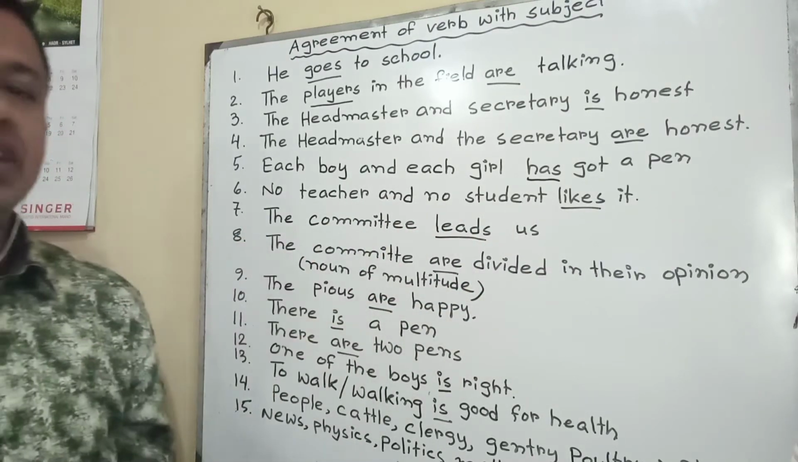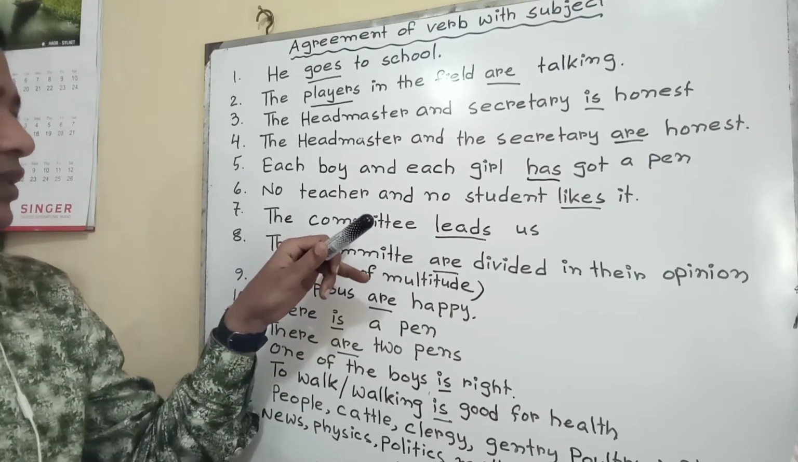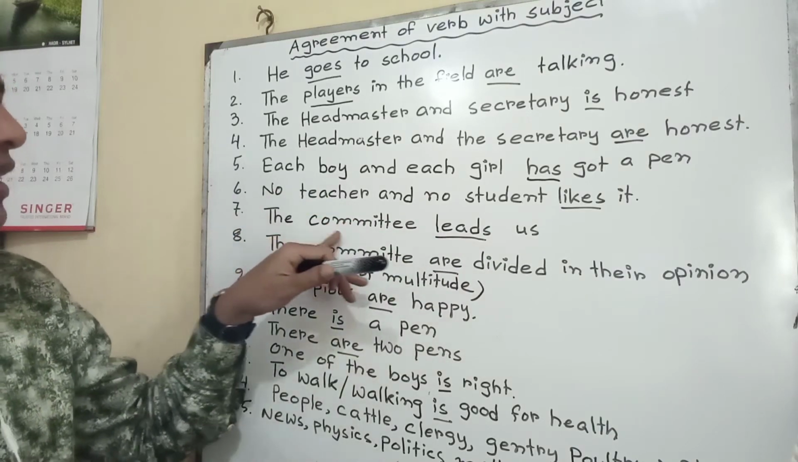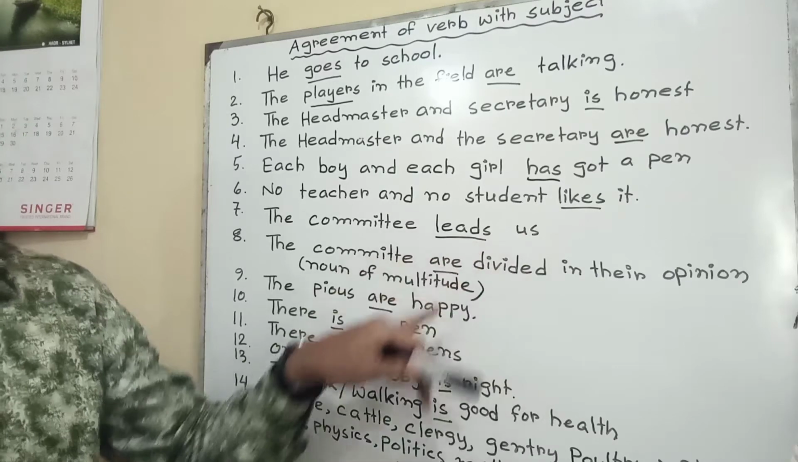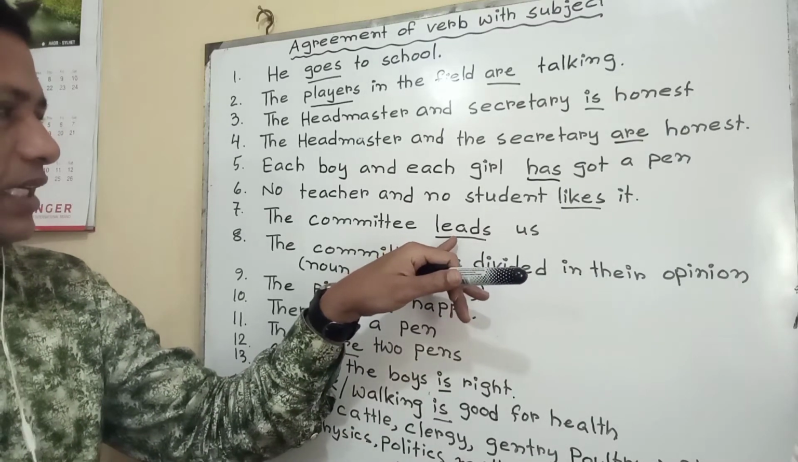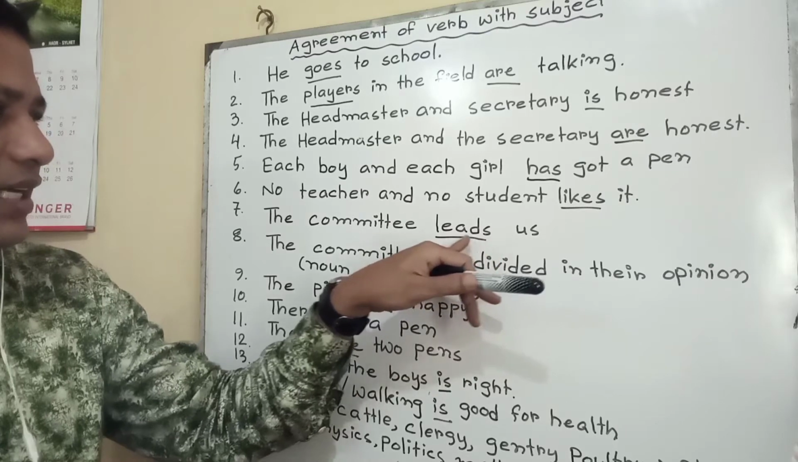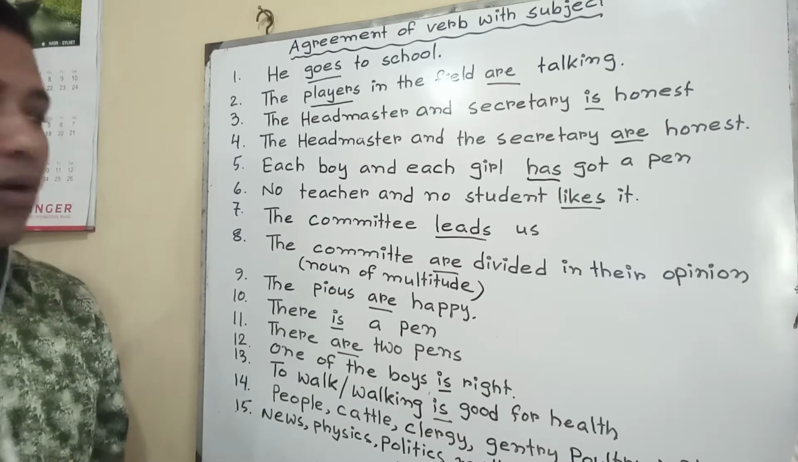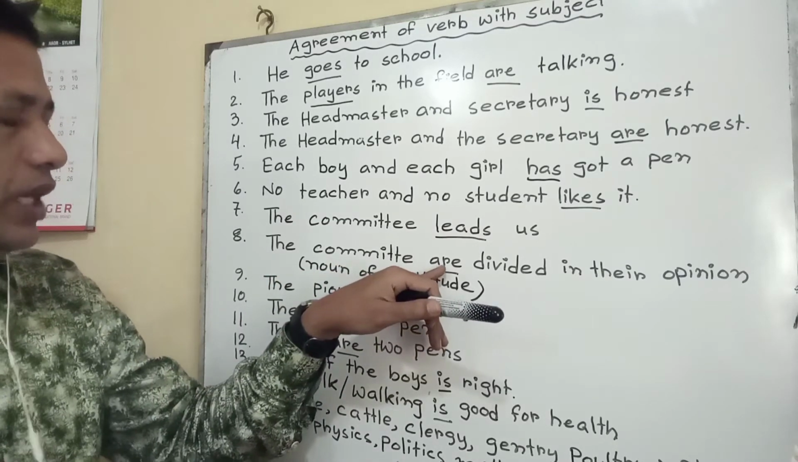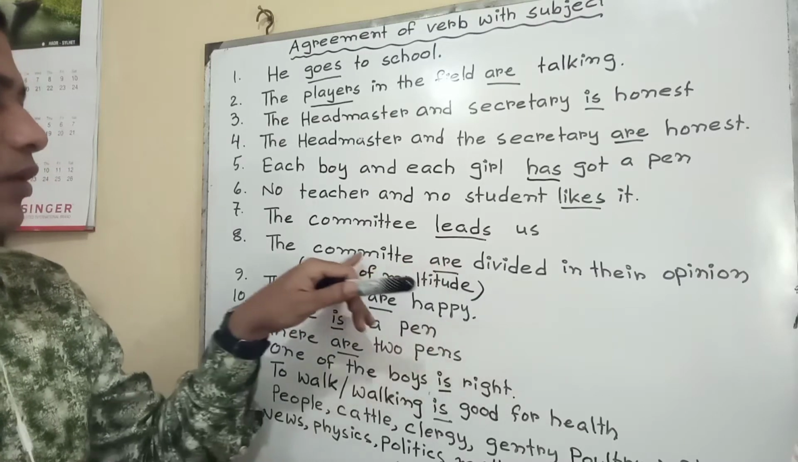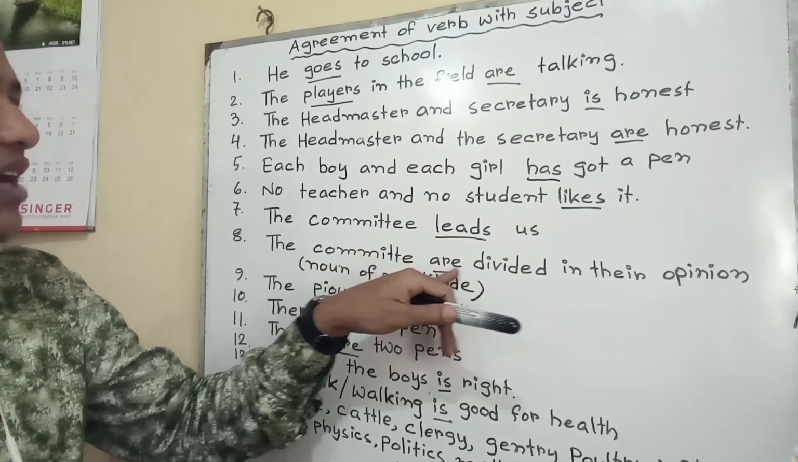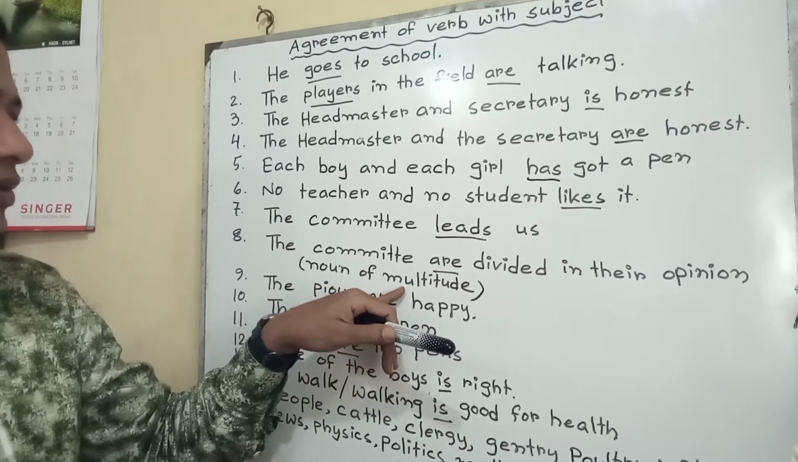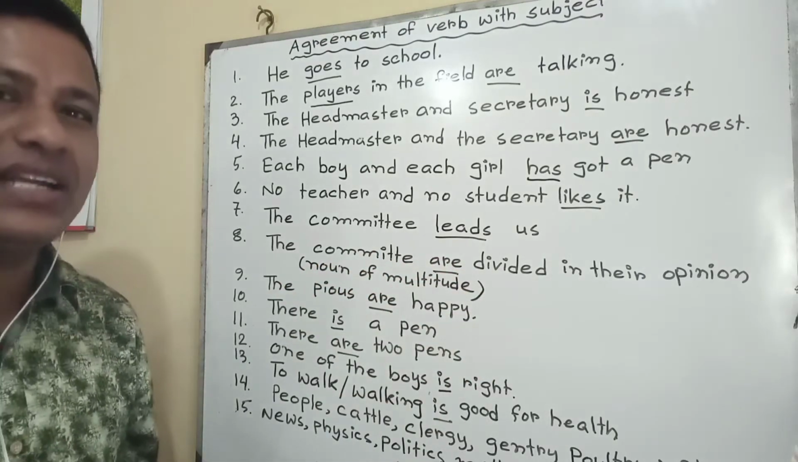Rule 7, the committee. Generally we know that a collective noun is considered as third person singular. It is a group actually. The committee leads us. In the case of a collective noun as subject, s or es is added with the main verb. But noun of multitude, when a collective noun is divided, at that time we have to consider it as plural. That means the committee are divided. When a collective noun is divided, it is called noun of multitude. The committee are divided. The jury are divided.